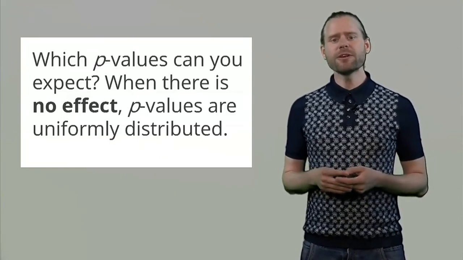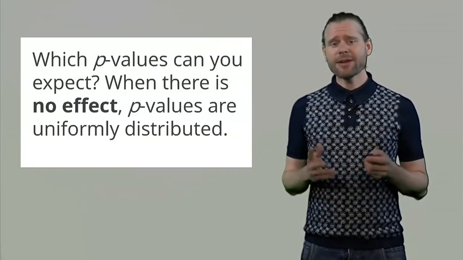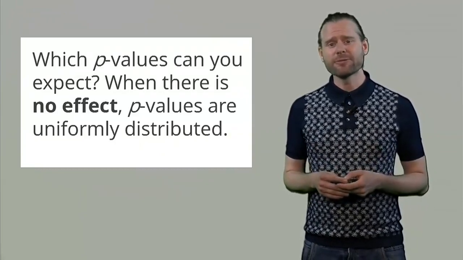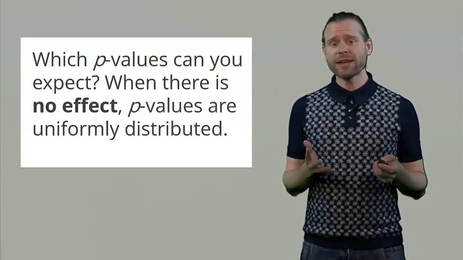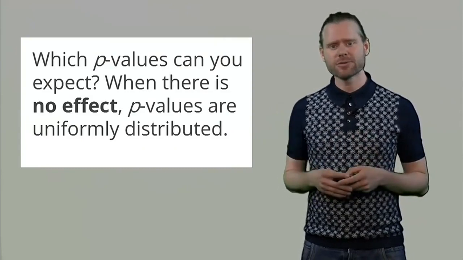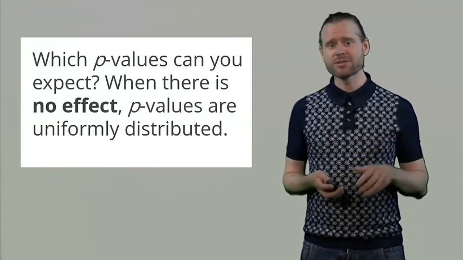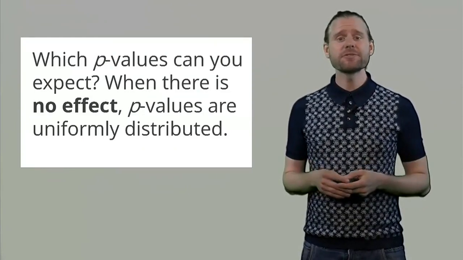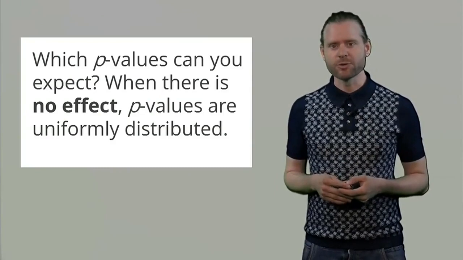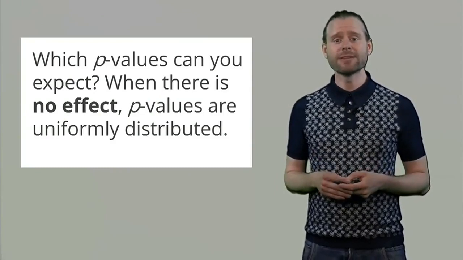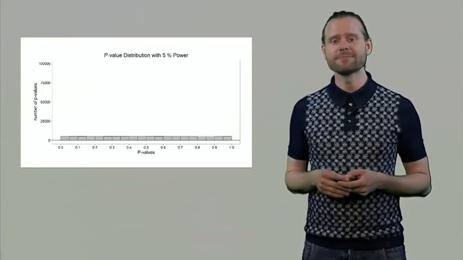So which p-values can you expect when there is no effect? I really never knew this myself. I thought that p-values might be distributed in a way that if there's no effect, we'll see a lot of very high p-values. Or I thought that it's possible that maybe they're distributed as sort of a normal distribution. But instead, it turns out that when there is no effect, p-values are uniformly distributed. Every p-value is equally likely. And it also makes a lot of sense if you understand it.